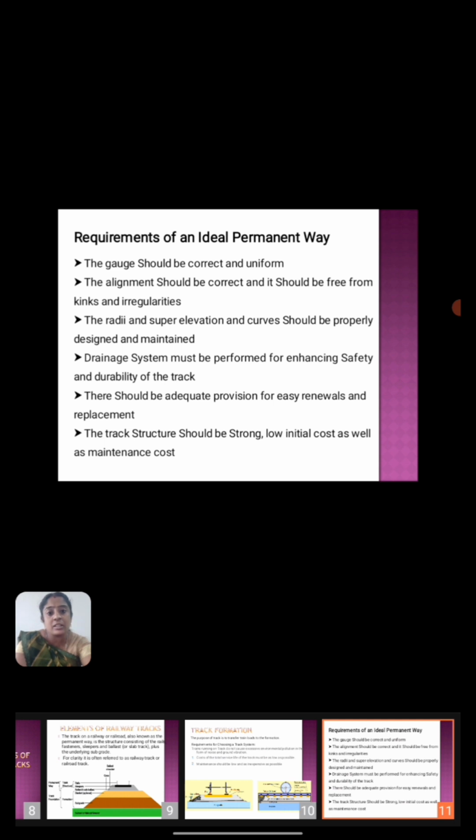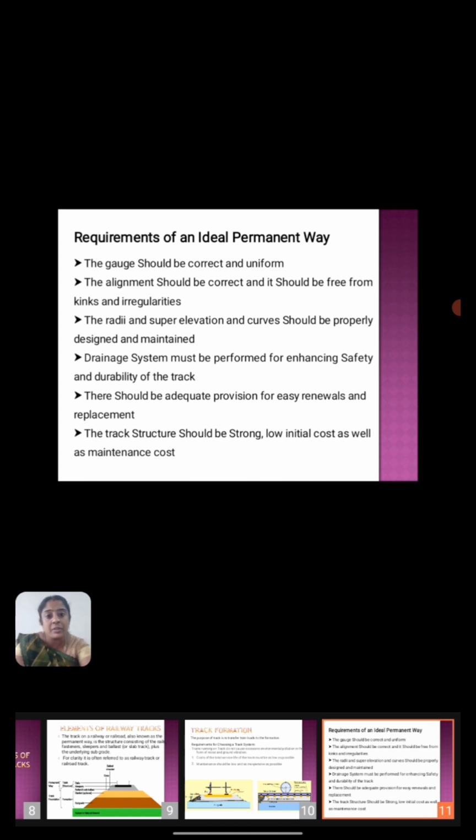The gauge distance should be uniform. The gauge distance is nothing but the distance between the inner faces of the two rails of the track. Two rails run along the track, and the distance between the two inner faces is called the gauge distance.